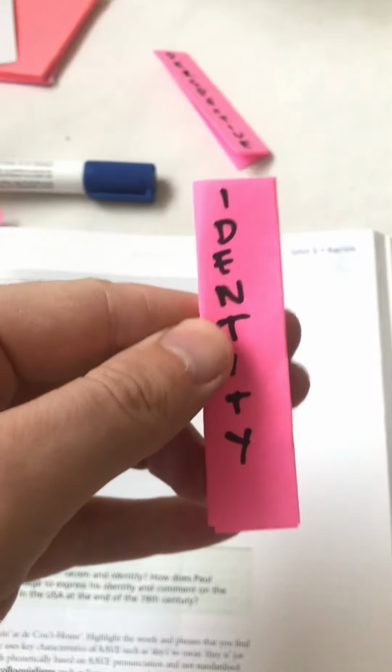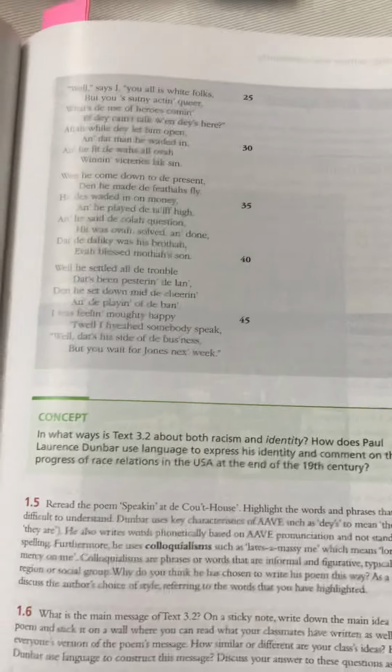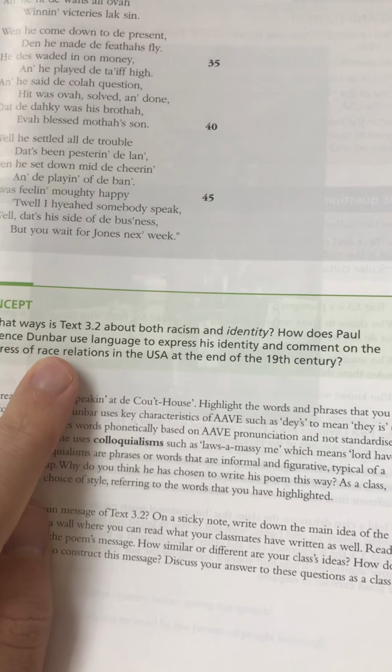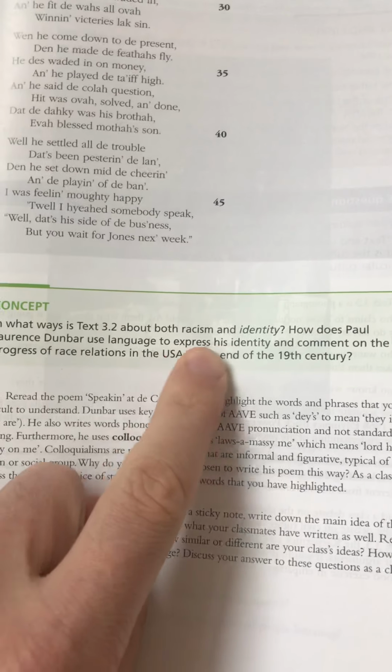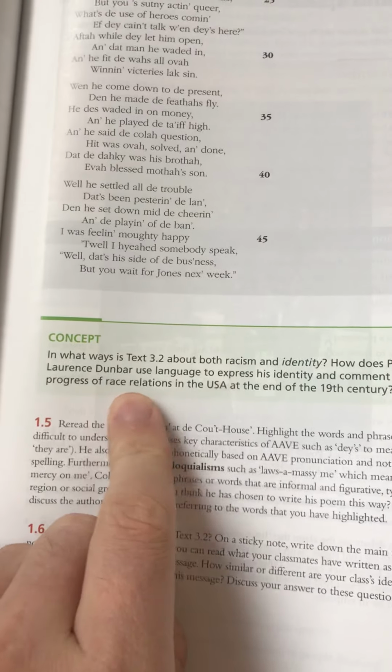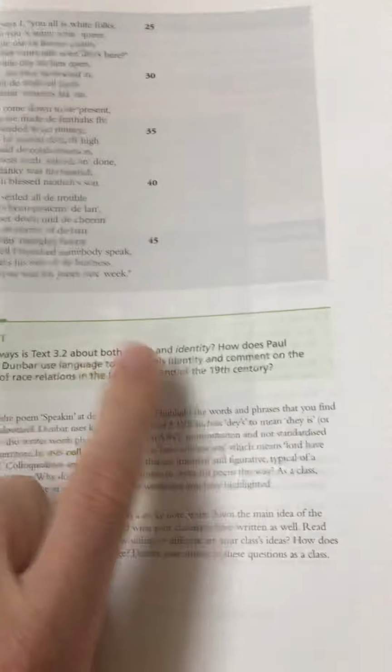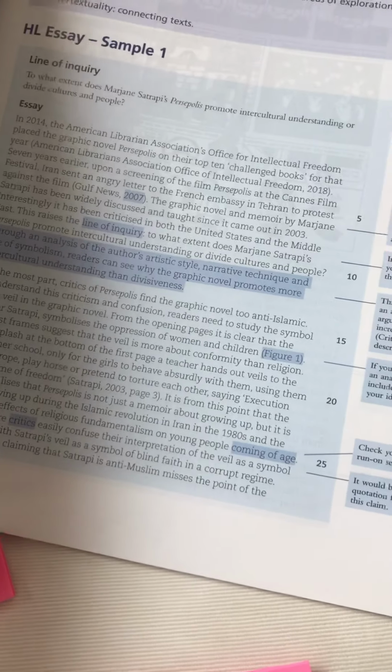Next one is identity. All right, let's see. We've got the green concept box here. It's about racism and identity. Here we go. How is language used to express identity and comment on the progress of race relations? So it's a bit of a crossover, that one there. All right. But again, coming back to the use of language. And I think, ladies and gentlemen, that is all of the 7 concepts.